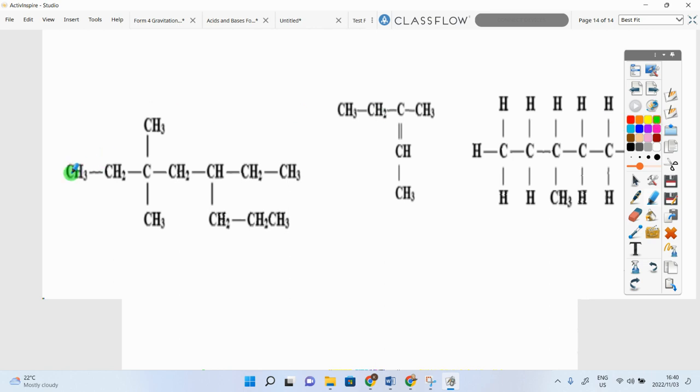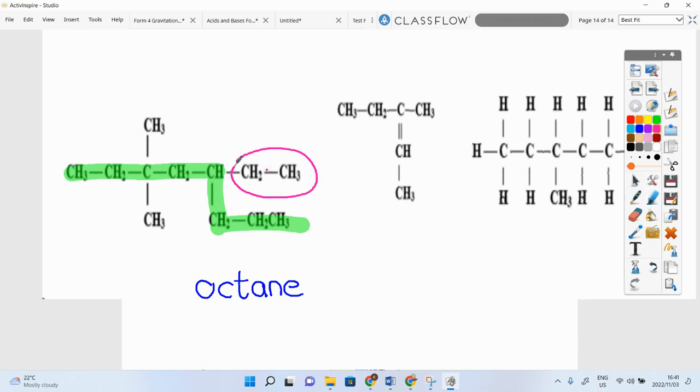So we said that's our longest chain. It doesn't matter how they draw it, you count the most carbons. Count the number of carbons in the longest chain. Okay, so how many carbons in the longest chain? Oct. Are there any double bonds? Perfect. Now we need to see, is there anything hanging on? So there are three chains.